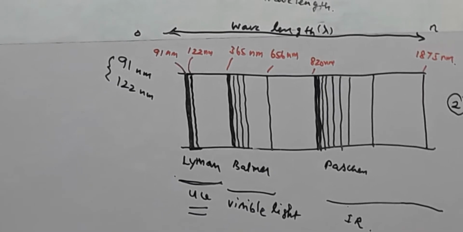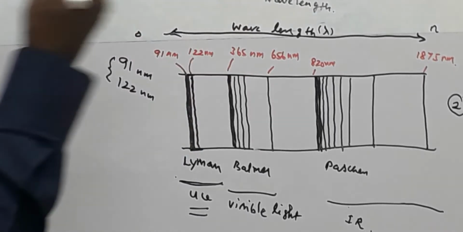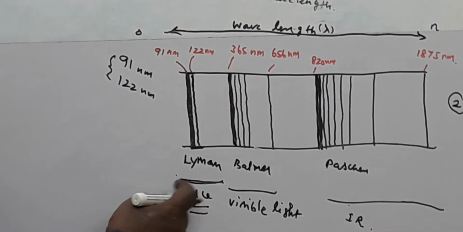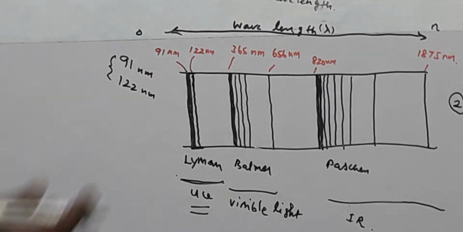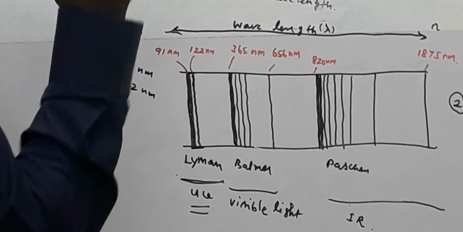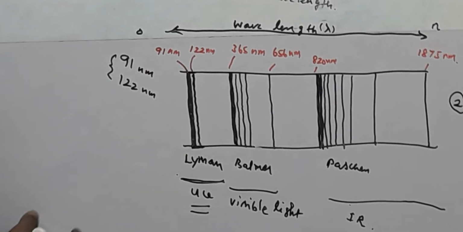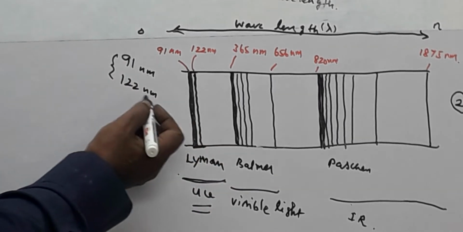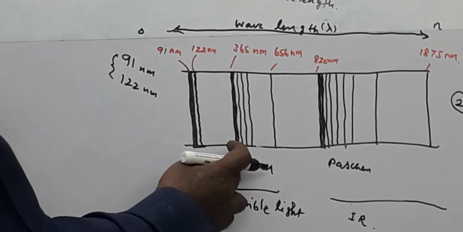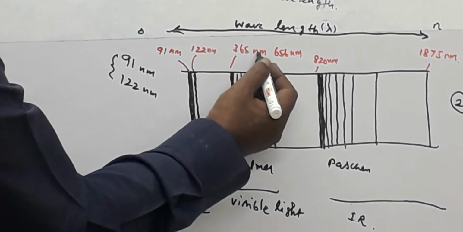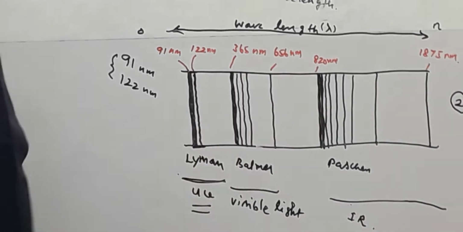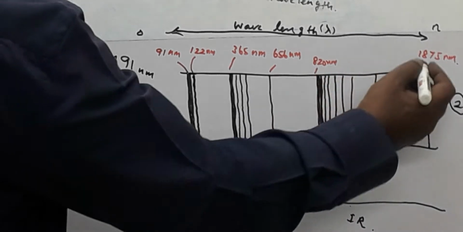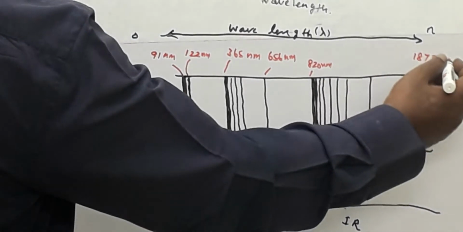The Lyman series, just behind the visible light, just behind the Balmer series, is in the ultraviolet region. One more question may be asked like this: what is the width of the wavelength of the Lyman series? 91 nanometer to 122 nanometer. What is the width of the Balmer series? 365 nanometer to 656 nanometer. What is the wavelength of the Paschen series? 820 nanometer to 1875 nanometer.